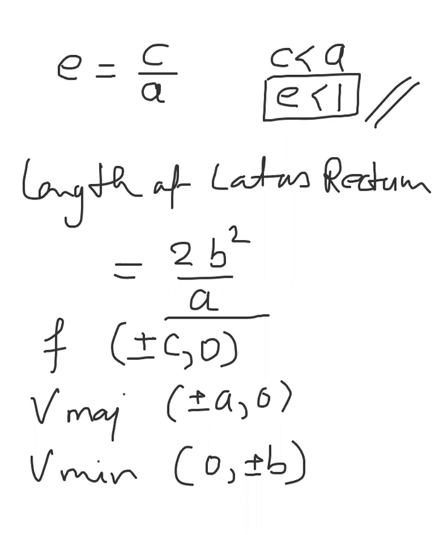Now let us see a question. We are trying to understand the topic through a question. See, we have been given 4x square plus 9y square equals 36. We are going to think what kind of ellipse it is.